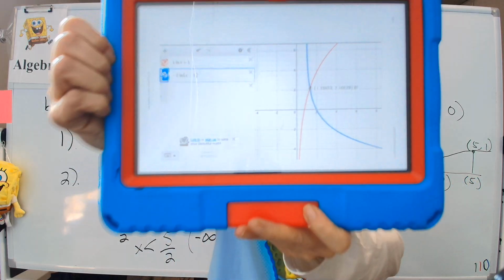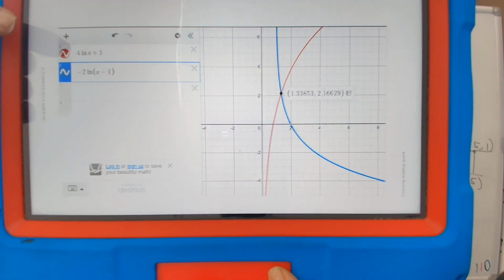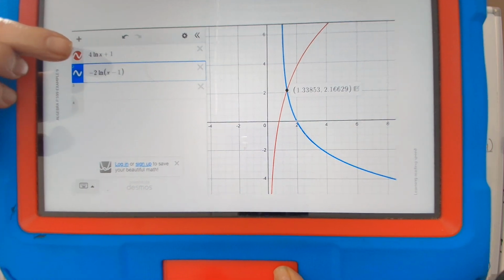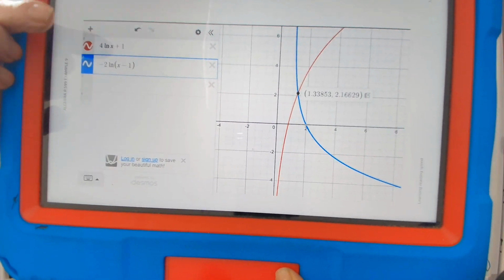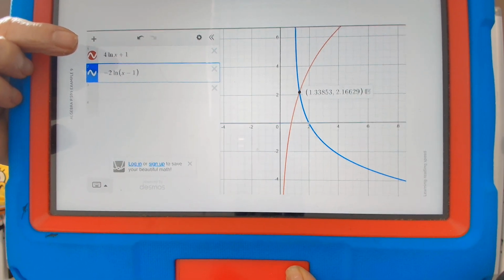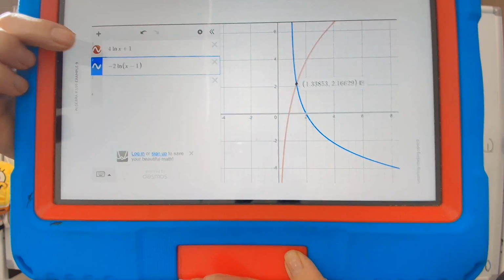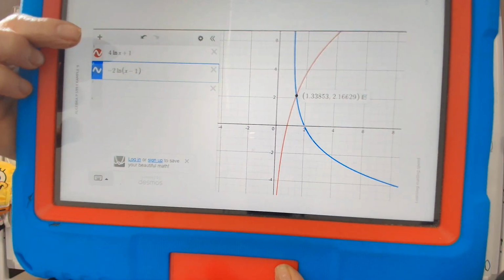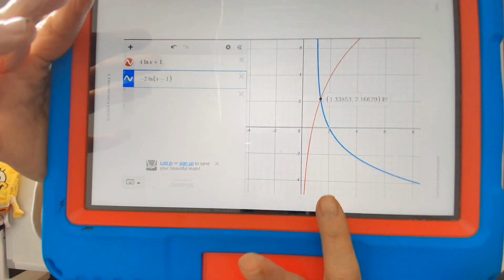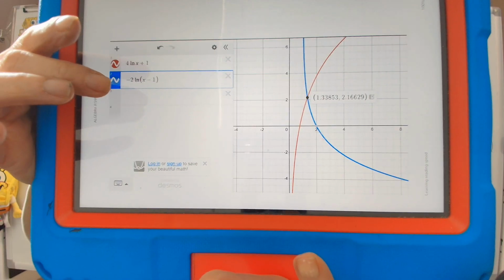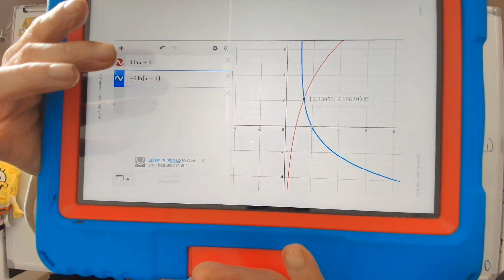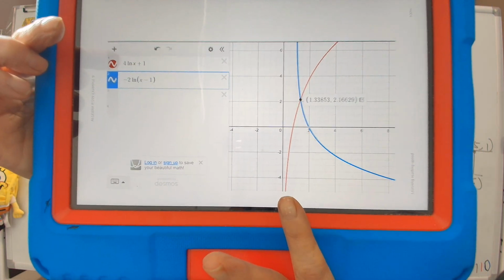Now, here's what I typed in the Desmos calculator. As you can see, the red line represents 4 natural log of x plus 1. You type in all these things like it says. You type in 4 L N X plus 1, and the Desmos calculator will automatically know what you mean and graph this right here. You do the same for the negative sign, a minus sign, and 2, etc. You type that in, and that's the blue line.